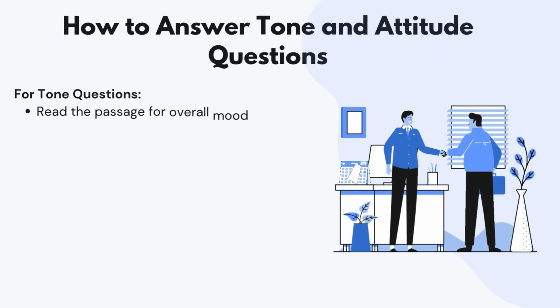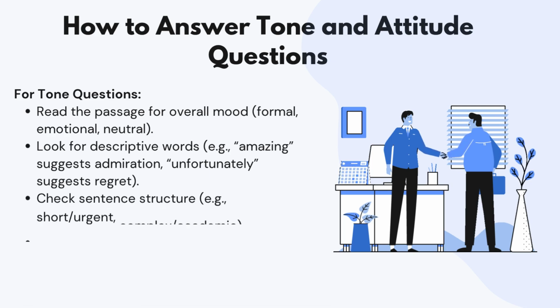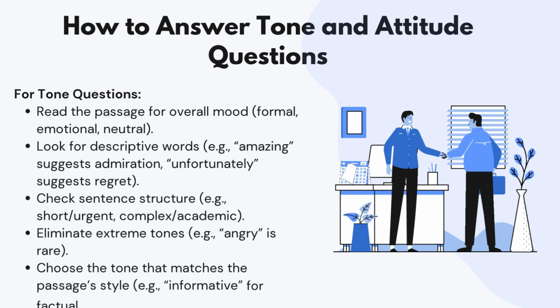Now, let's explore how to answer tone and attitude questions effectively. Let's start with tone questions. First, read the entire passage to get a general understanding of its overall mood. Is it formal or informal? Emotional or neutral? Second, look for descriptive words. Pay attention to adjectives, adverbs, and verbs that carry strong feelings. For example, words like amazing suggest admiration, while unfortunately suggests regret or sadness. Third, check sentence structure. Short, direct sentences might create an urgent or decisive tone, while longer, more complex sentences often contribute to an academic or reflective tone.